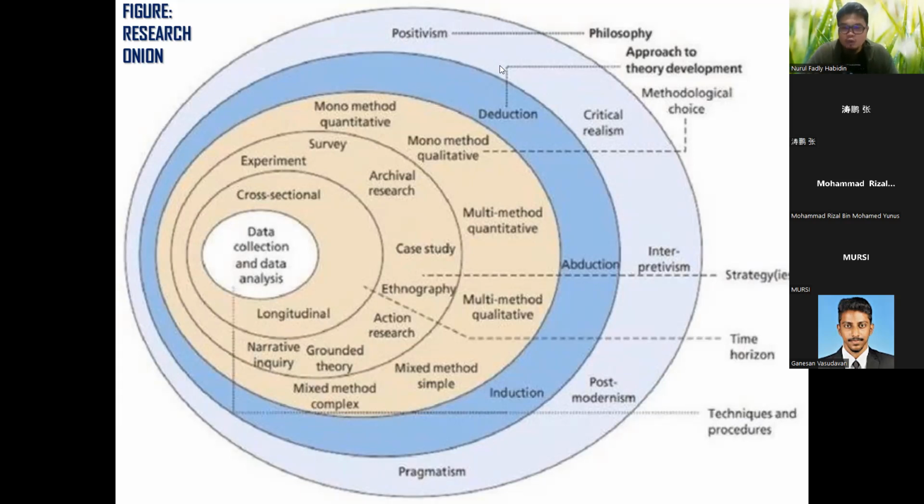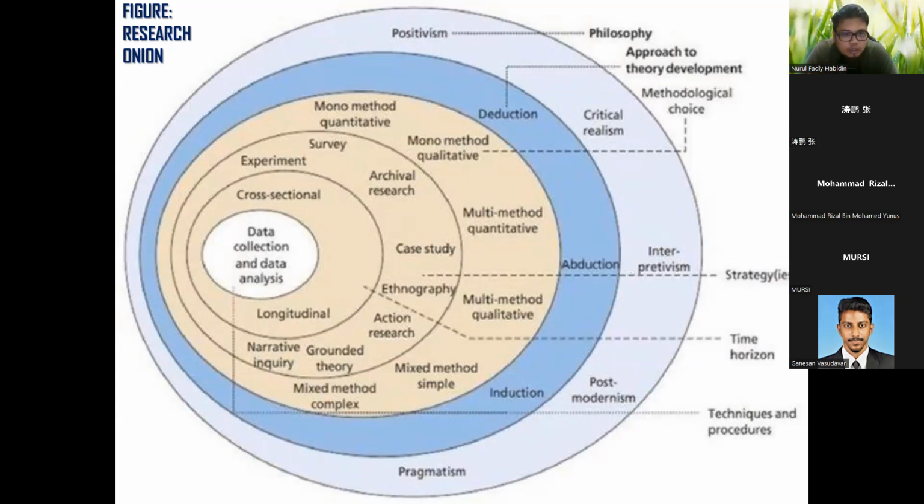If you are quantitative, you only have two options. If you are doing quantitative research, maybe you are doing a survey or an experiment. You may do both survey and experiment. If you study qualitative, you have many options: archival research, case study, ethnography, action research, grounded theory, narrative inquiry. So you have many options in qualitative also. Okay, after this I will explain more about the philosophy and approach in another set of slides.